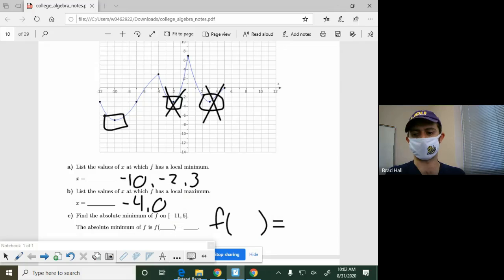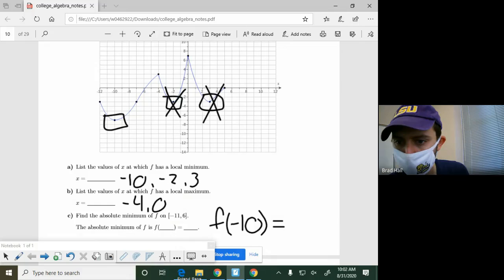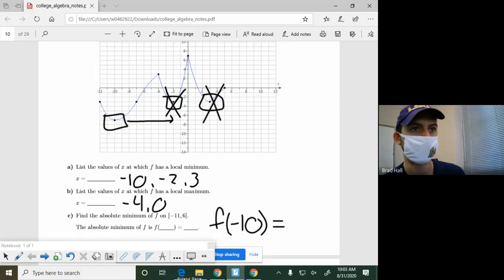And so this fancy notation that they are using means in the parentheses, that's where the x value goes. And then what it's equal to, that's the y value. The y value seems to be -7. And that's it. That's local minimum, local maximum in a nutshell.